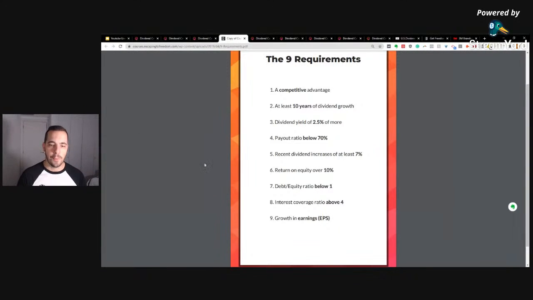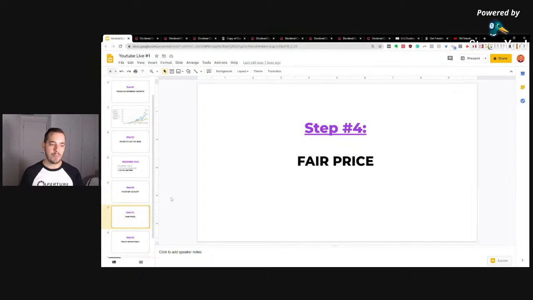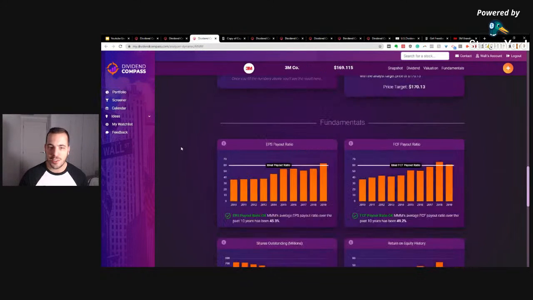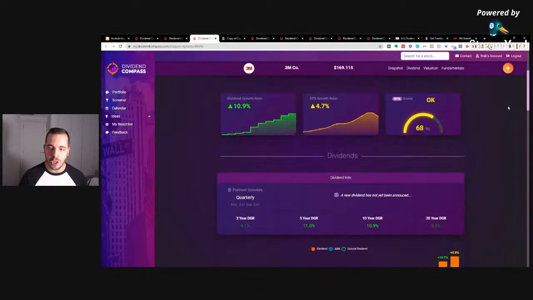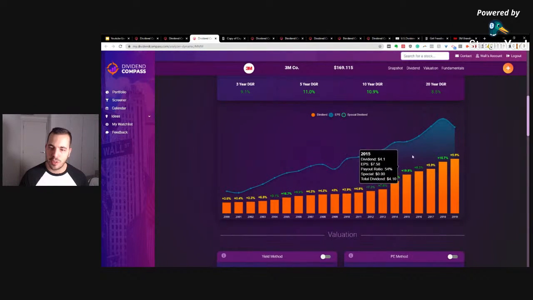Here we go. So we are now at step number 3. We've already covered that. Hopefully you've learned an awful lot already. Now let's talk about the fair price. Because 3M might satisfy all the requirements. You might think it's really good, but you might look at the earnings per share over time. You might see that the payout ratio is pretty good over time. You might be convinced, but at what price do you buy 3M?